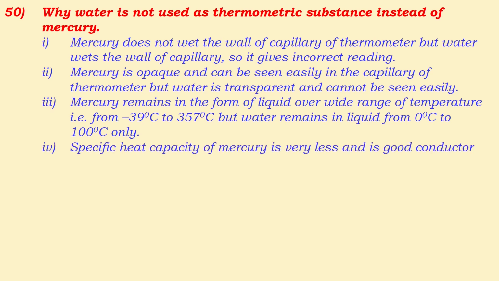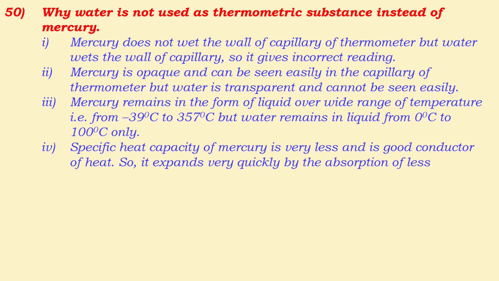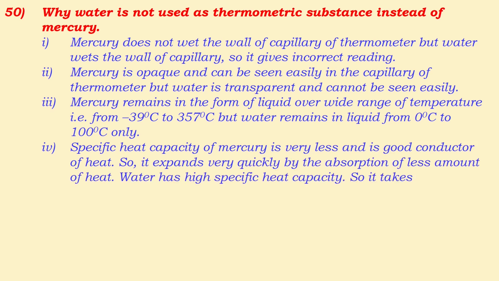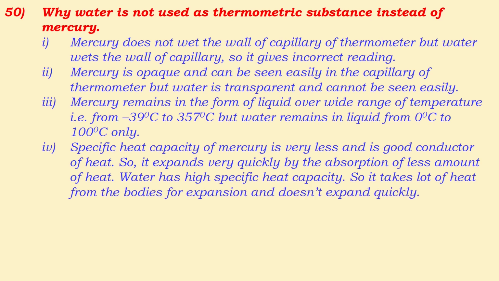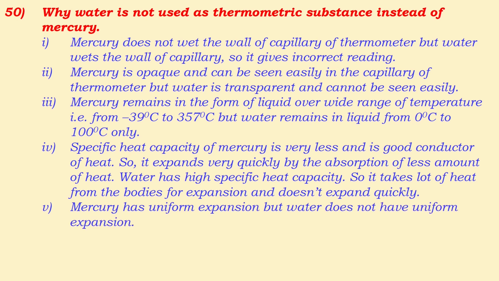Number four, the specific heat capacity of mercury is very low and it is a good conductor of heat, so it expands very quickly by the absorption of a small amount of heat. Water has high specific heat capacity, so it takes a lot of heat from bodies for expansion and does not expand quickly. About specific heat capacity, later we'll learn in detail also. Number five, mercury has uniform expansion, but water does not have uniform expansion. It means, from 10 degrees Celsius to 20 degrees Celsius, how much is the expansion of mercury? The same from 20 degrees Celsius to 30 and 30 to 40, but this type of uniform expansion is not found in the case of water.